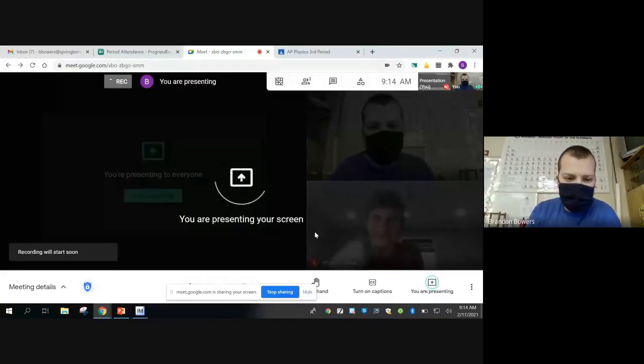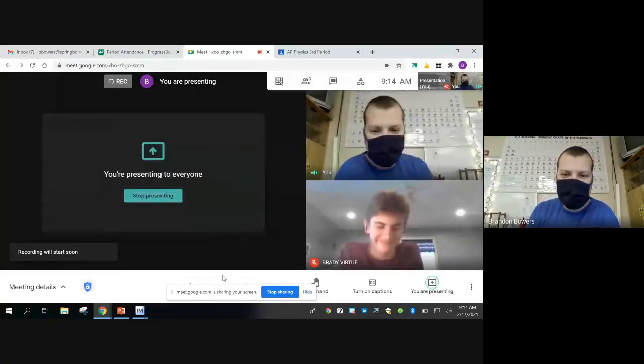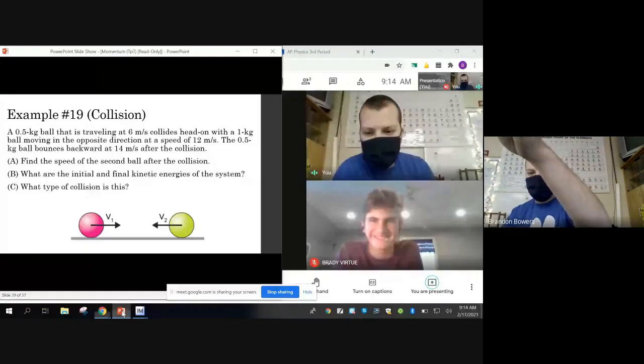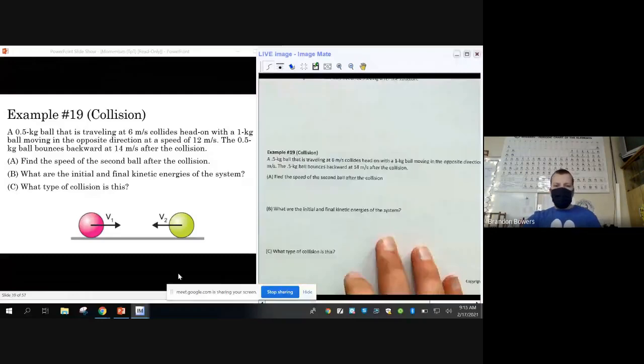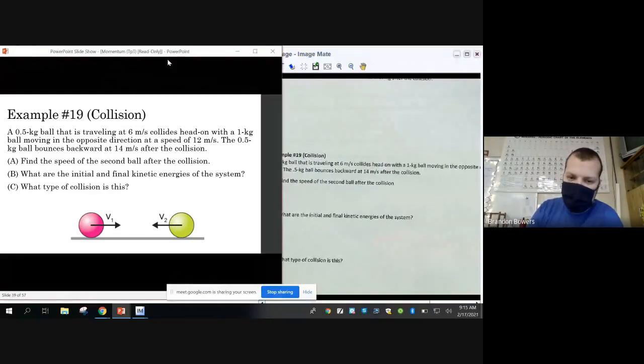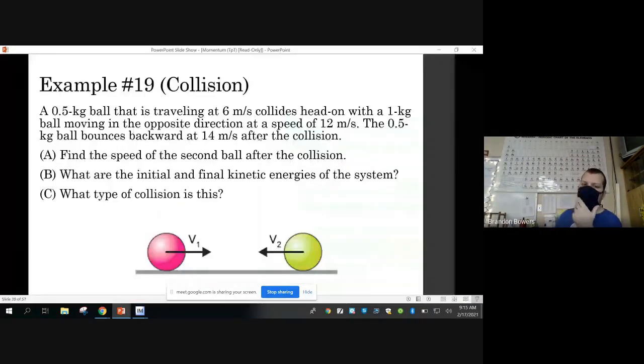All right, so let's zoom in a little bit. Number 19. If you look at collisions, the virtual lab was kind of based on that. However, these two, we'll walk through.